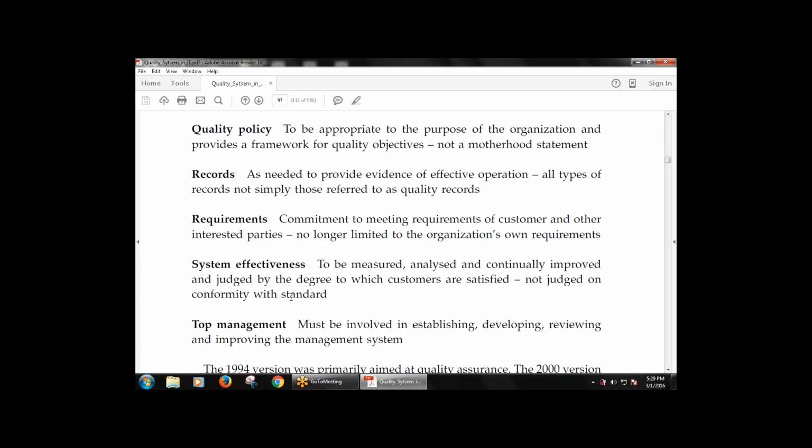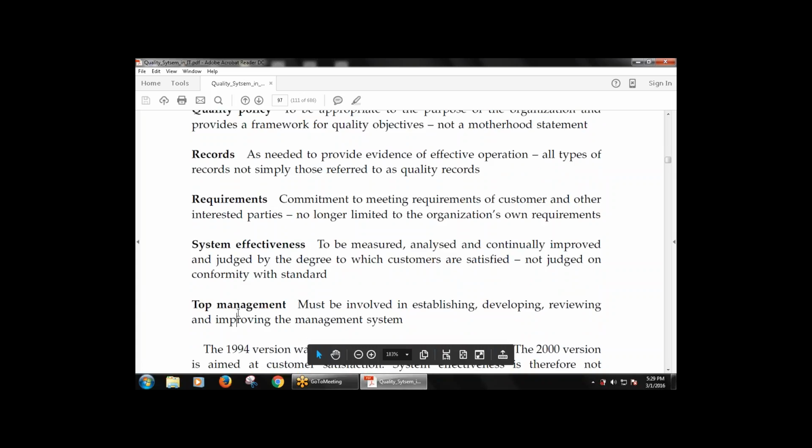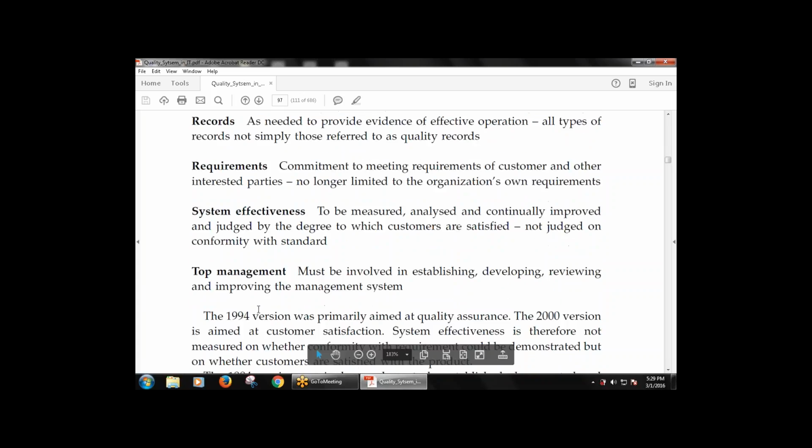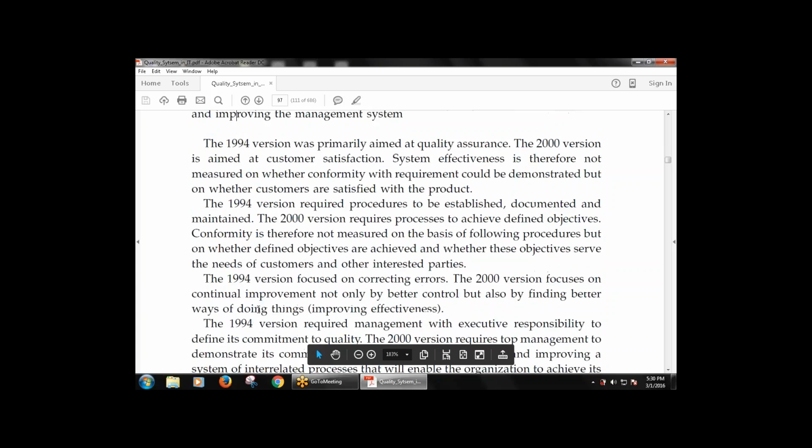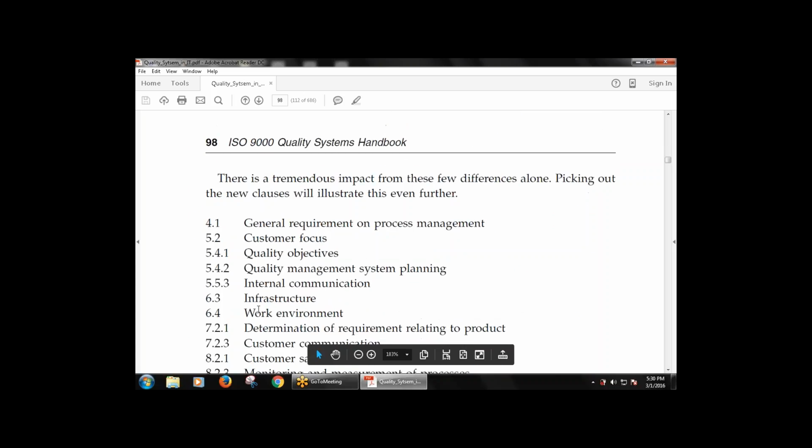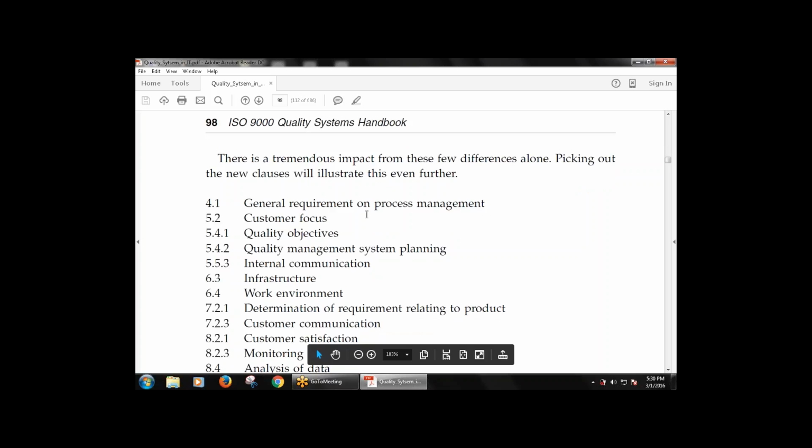Then next is top management, which must be involved in establishing, developing, reviewing and improving the management system. That means what is the role of top management in establishing, developing, reviewing and improving the management system. These are the various changes that will be required for the various versions, and these are among some of the clauses.